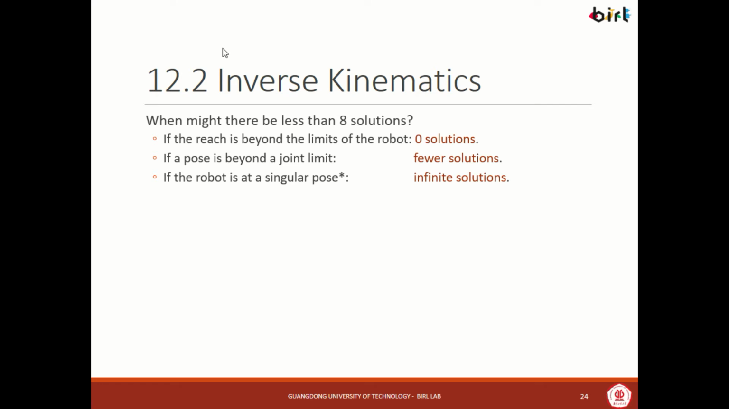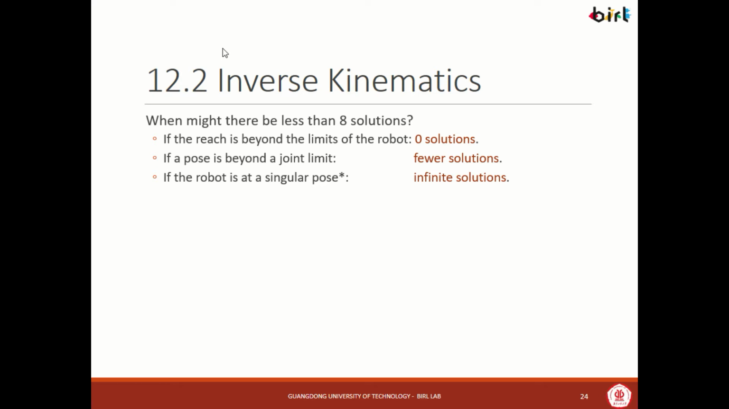Okay, so now let's think about the space of solutions. When might there be less than 8 solutions? Of course, the first one is if the reach is beyond the limit of the robot. If you're asking it to go to a place it cannot reach, 0 solutions. If a pose is beyond the joint limit, less solutions.